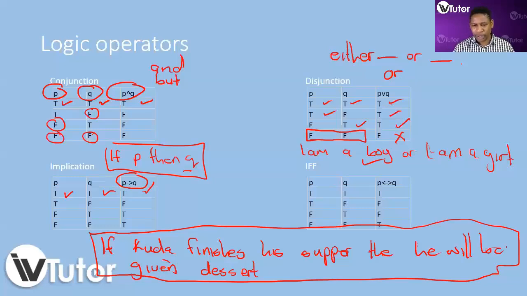Therefore, it's true. If Kuda finished his supper, but then is not given dessert, then a promise has been broken. Therefore, this statement is no longer true because the expectation was if he was to finish his supper, he gets dessert. He did indeed finish his supper, but he did not get dessert. Then here we see that if Kuda does not finish his supper, but still gets dessert, we see this is highlighted as true. How come? Let's come back to it later on.